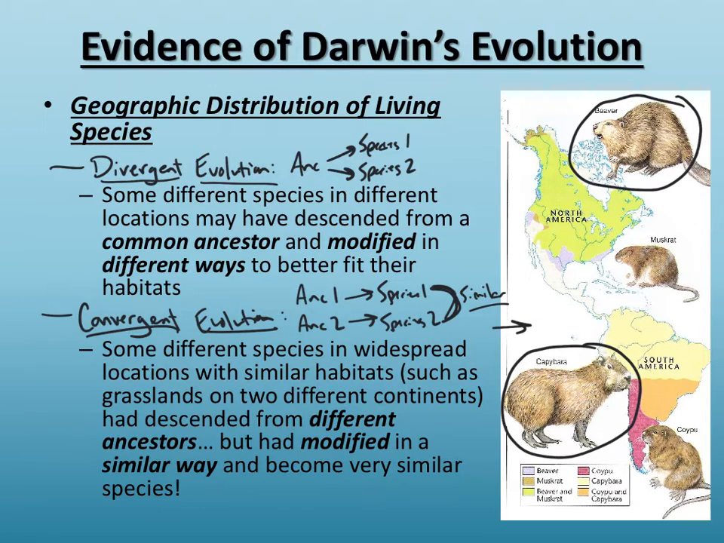Another example that you guys might be familiar with is flying squirrels and sugar gliders. They are very, very similar organisms, but they are not real closely related. We think the same thing happened there, where they converged into a similar organism because their environments were similar.